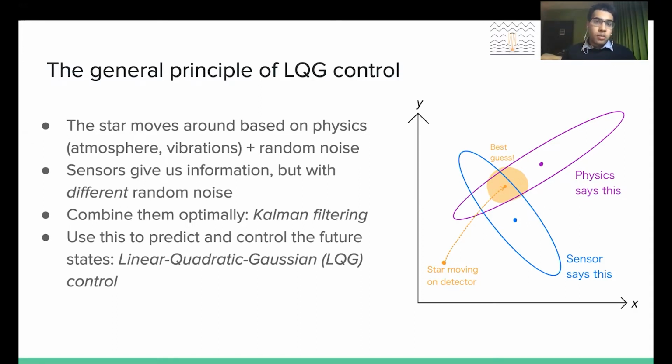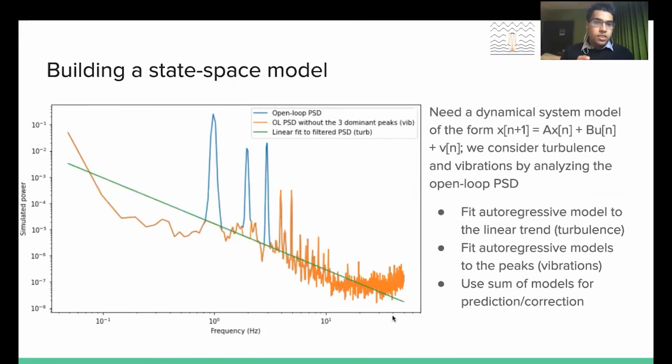And this process is known as Kalman filtering. And when you use a Kalman filter to predict what's going to happen in the future and control those future states, that's known as linear quadratic Gaussian control. To apply that, we need a physics model that accurately describes the problem that we're facing with tip-tilt control.